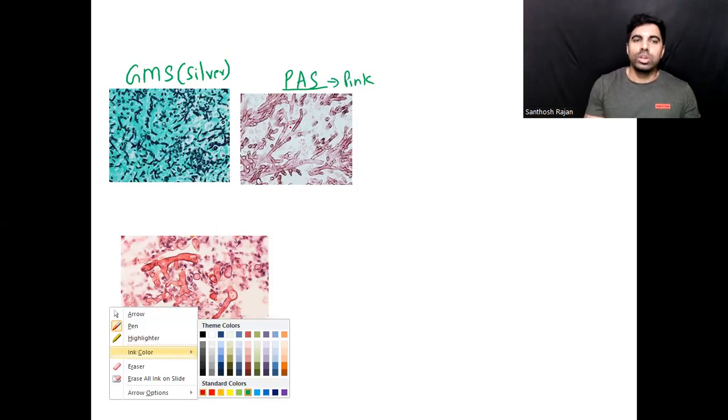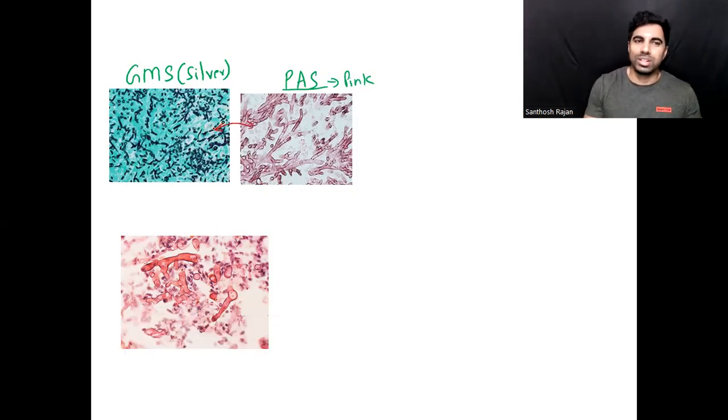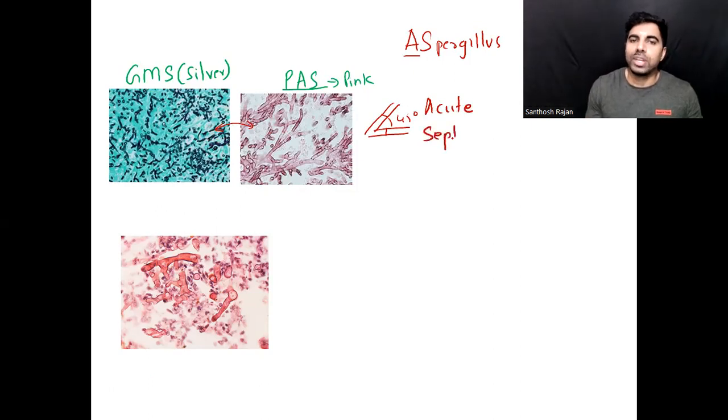So how to remember? Look at these two. These two are almost the same, with only a slight staining difference. Here the hyphae are at an acute angle and septate. Acute angle and septate means Aspergillus. A for acute angle, like 45 degrees. And S for septate. If you see septate hyphae, all of these are septate, so this is Aspergillus. This question was also asked.